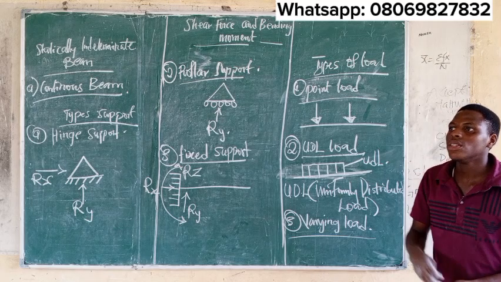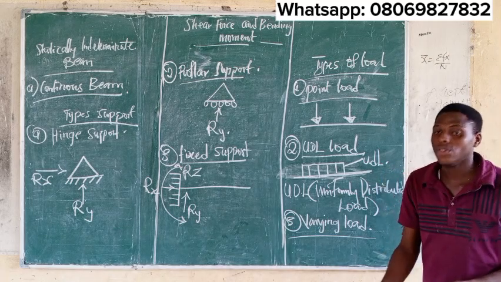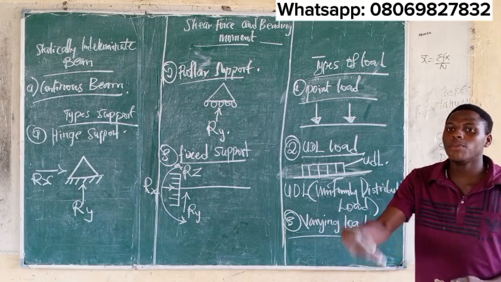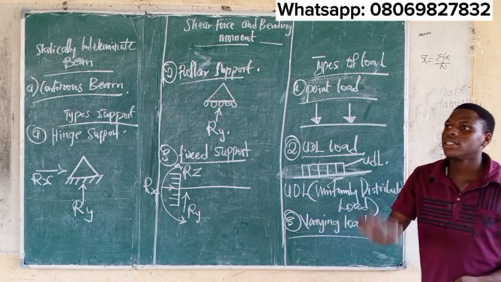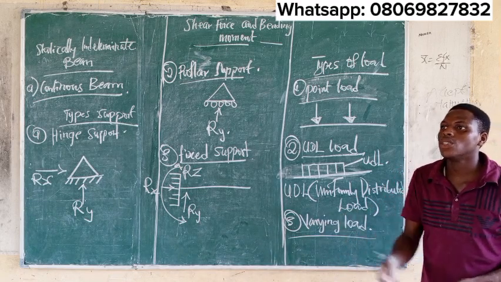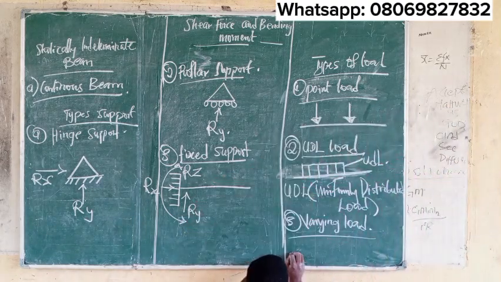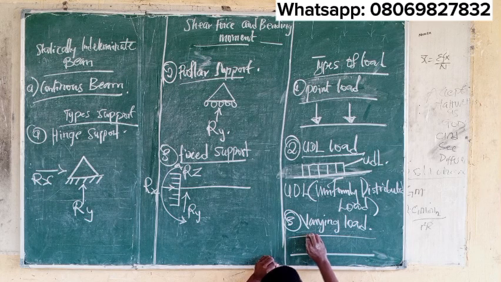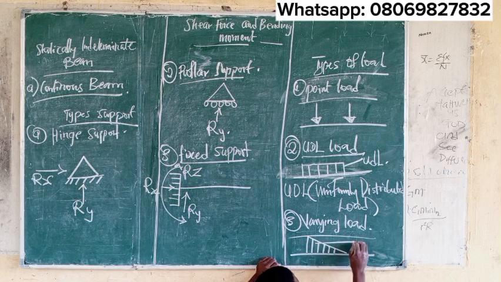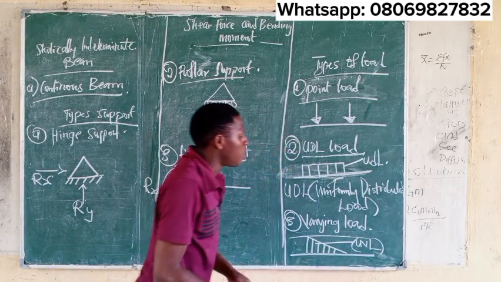It might not be called varying load. You might be seeing non-uniformly distributed load. You know that your non-uniformly distributed load is your varying load. Now, if you are not seeing it in the question, and you are seeing something of this manner, this is a load. If you see this load, you know that this load is your UVL, or your non-uniformly distributed load.